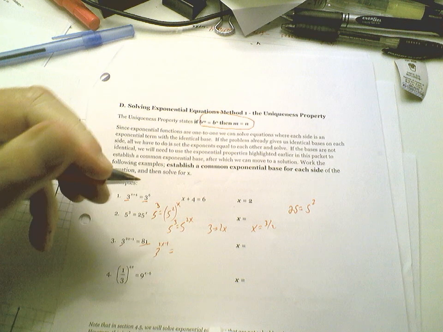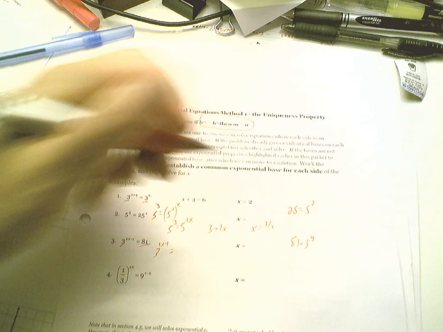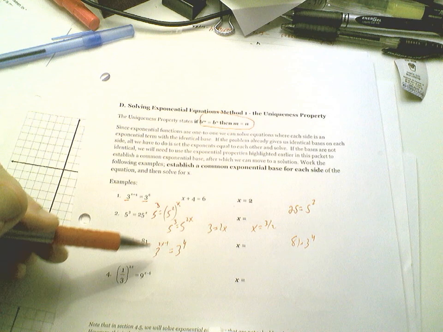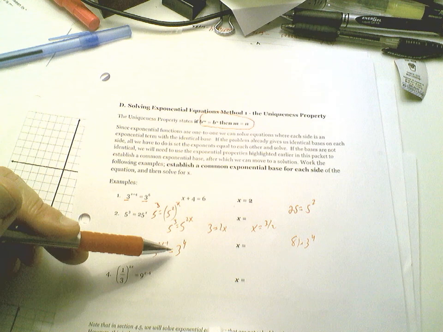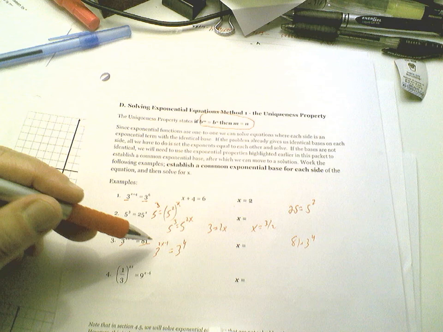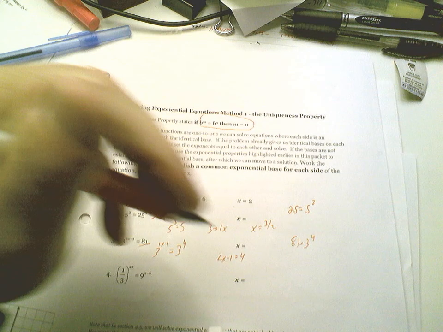So, what do I have this time? Hey, same bases now because I changed 81. I rewrote it as 3 to a power. 2x minus 1 equals 4. 2x equals 5. X equals 5/2.